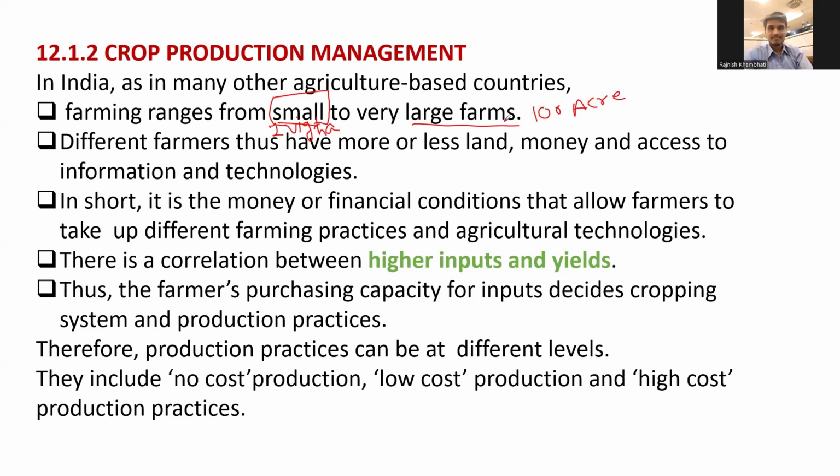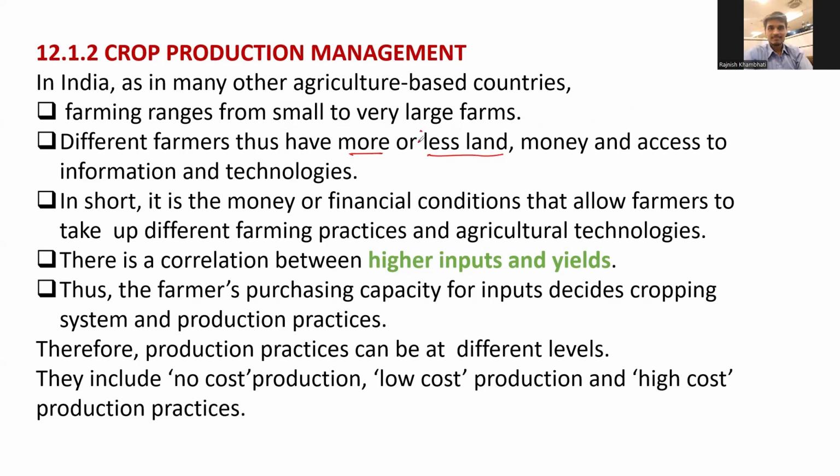So there are two farmers. One has only 1 vigha of land, so that can be put into the small farm category. And other farmers who have a minimum of 100 acres of land, we can put them into the large farm or large farmer category. Different farmers have more or less land. From this example, you can understand that in India, many people have a small amount of land and some have very big lands. And now what is the topic over here?